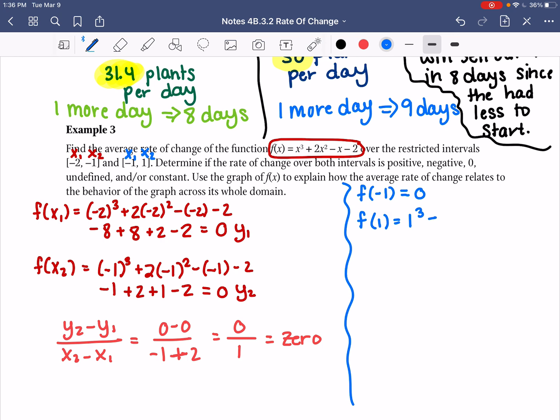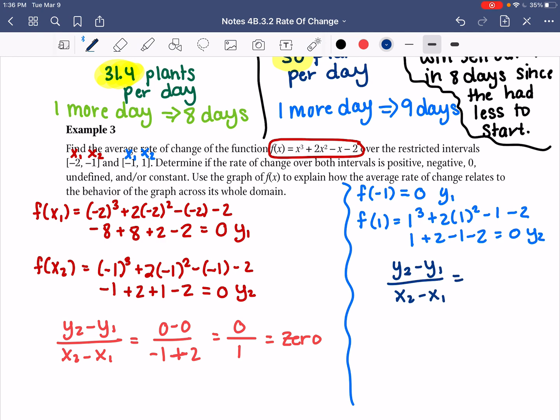So I get 1 cubed plus 2 times 1 squared minus 1 minus 2. 1 cubed is 1. 2 times 1 squared is just 2. Minus 1 minus 2. Again, it all cancels. I get 0. It's no fun. So this is y1. This is y2. And when I plug them into my slope formula, y2 minus y1 over x2 minus x1, I get 0 minus 0 over x2 was 1 minus -1. So I get 0 over 2, which is just 0.